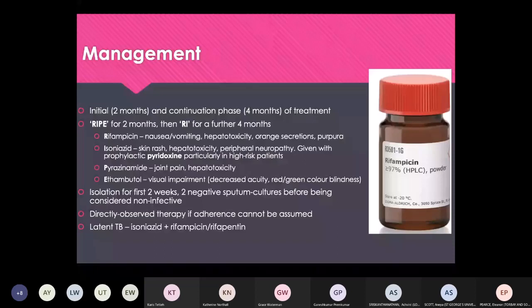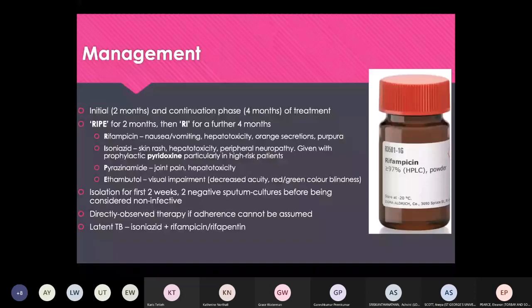Pyrazinamide can cause joint pain, and it's also toxic to the liver. And ethambutol can cause problems with the eyes, so things like decreased acuity or even colour blindness. So at the start of treatment, we test people's eyes and obviously monitor them for any changes while they're taking that treatment. For the first 2 weeks, they're still considered highly contagious, so the person would need to isolate, and they need to have 2 negative sputum cultures before they're truly considered to be non-infective.